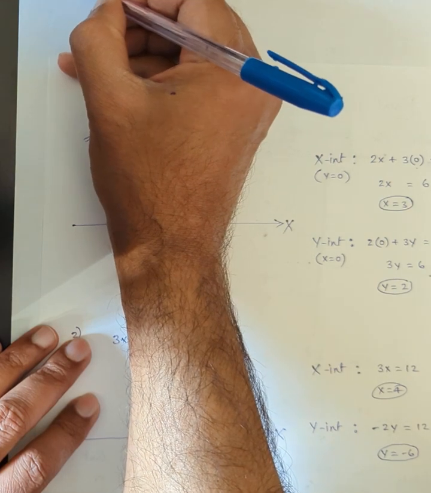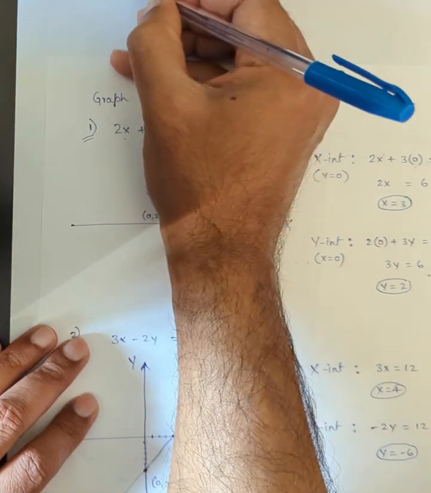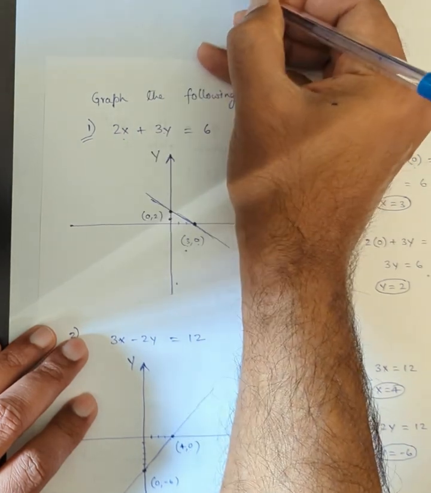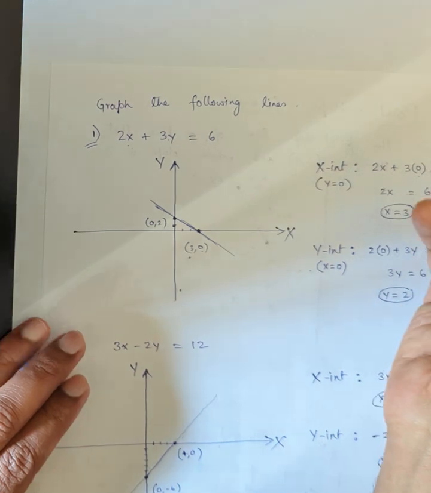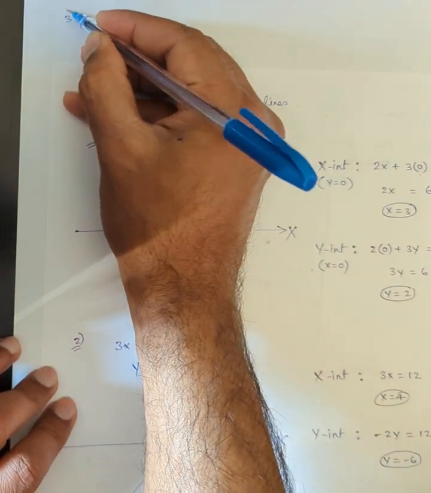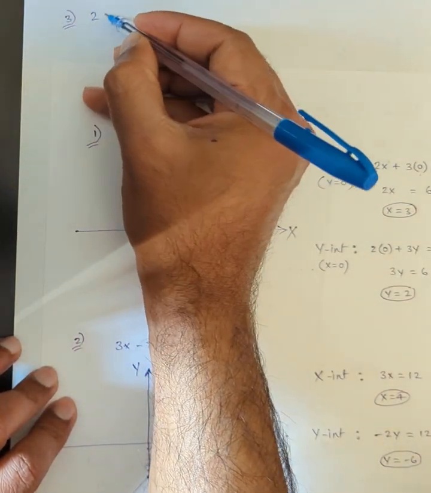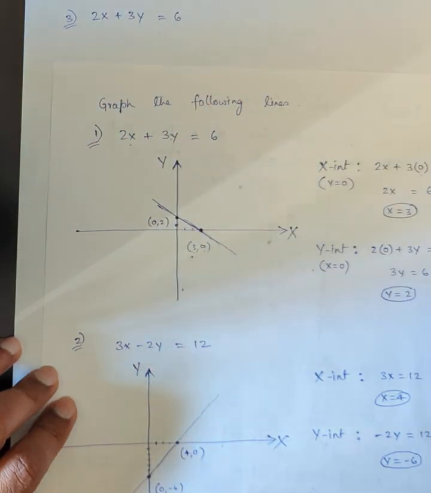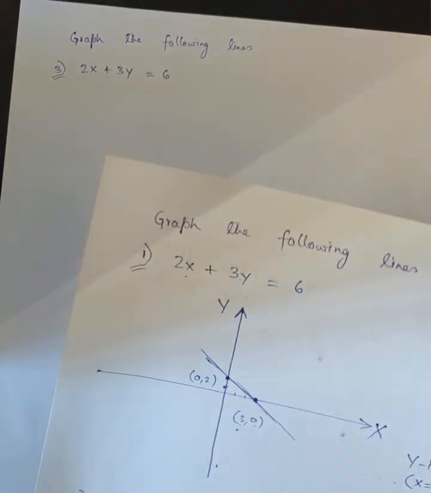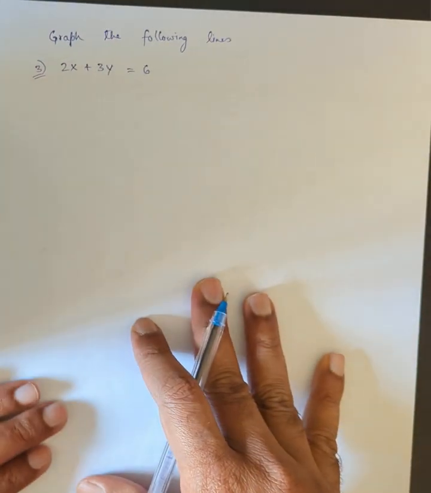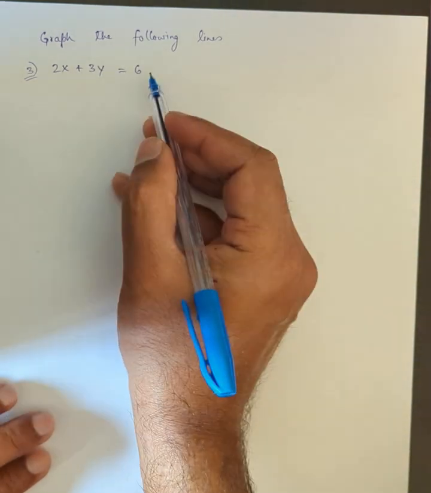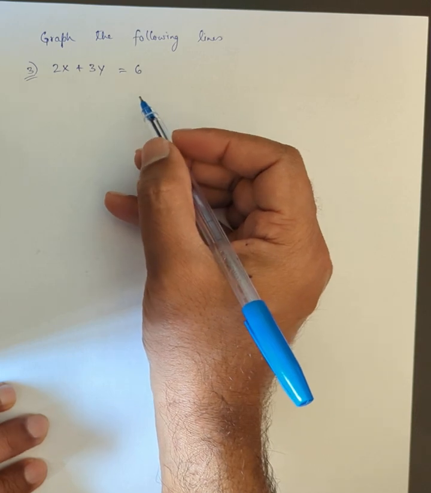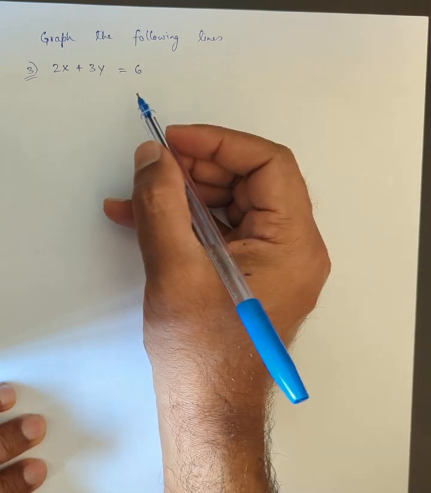Graph the following lines. So I'm going to write down the same examples, but call them maybe problems 3 and 4. So 2x plus 3y is equal to 6. In this example, I'm not going to find the intercepts, but rather I will convert this to slope-intercept form. So how do you convert to slope-intercept form?